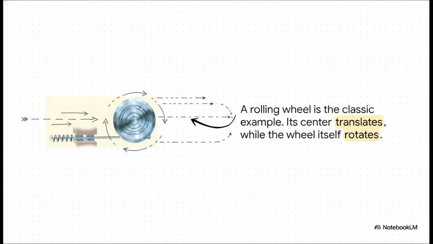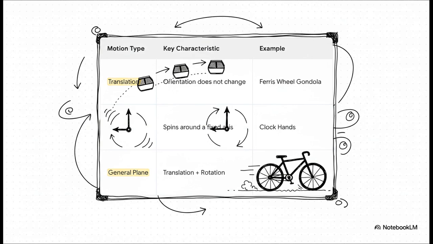It's a combo move. So let's do a quick recap of our 3 building blocks. We have translation, where the object moves but its orientation doesn't change, like that Ferris wheel gondola. We have rotation, where it spins in place around a fixed point, like the hands of a clock. And then we have general plane motion, which is just the combination of the two, like a rolling bicycle wheel.